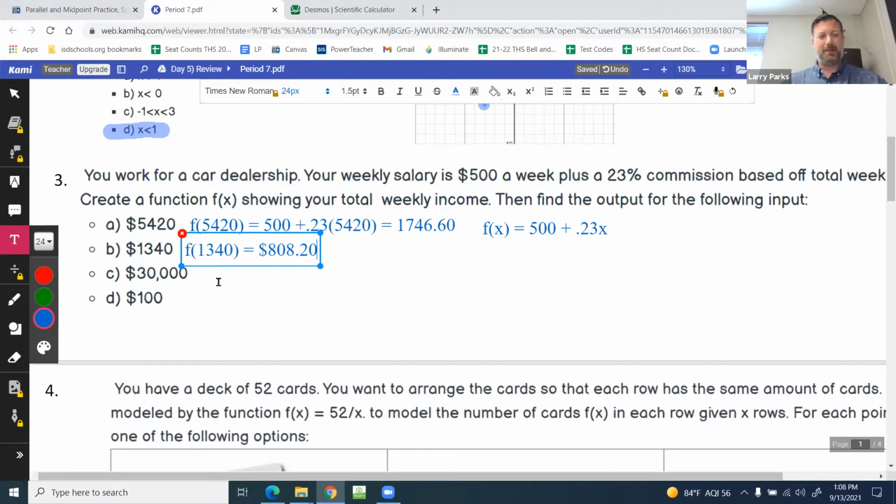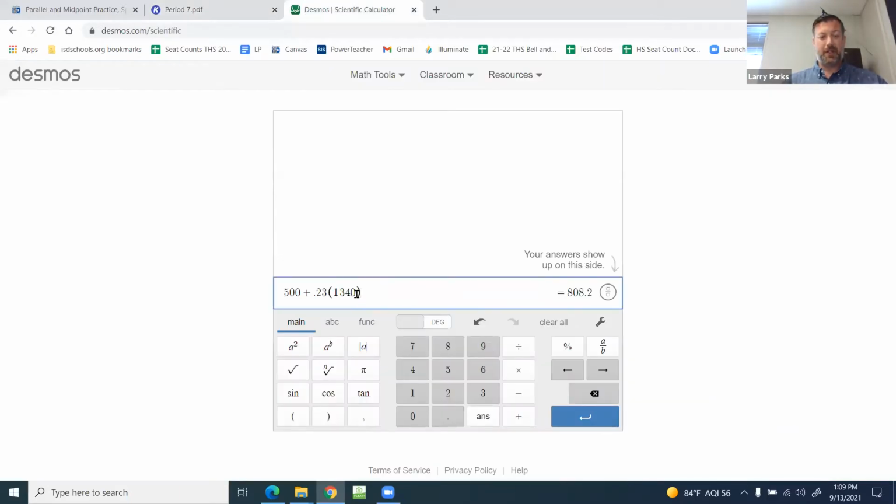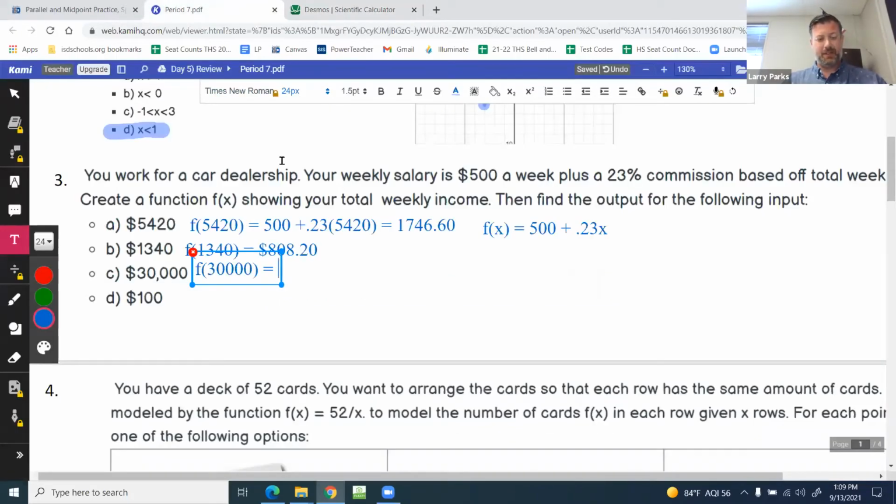$30,000, I bet that's a lot of money. So if I have weekly sales of 30,000, that's going to be a lot. So I'm going to change this to 30,000. $7,400. That's pretty good.